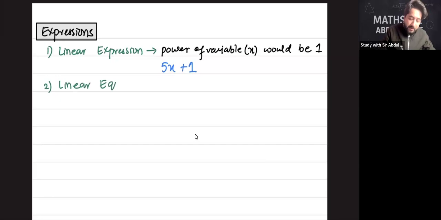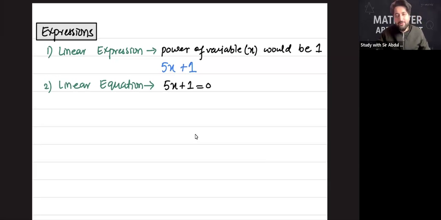Now, the difference between the equation and the expression is the equals sign. For example, it would be 5x plus 1 equals 0. Now this is your linear equation. If you do not have equals to in a question, do not write it yourself. This is very important. Okay.